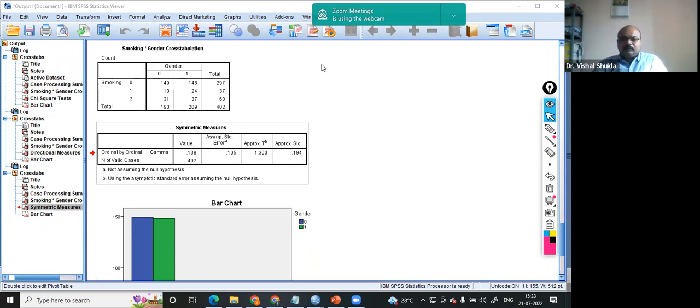Last point. I was saying that lambda and gamma are used for testing the associations between categorical variables. If they are ordinal, then gamma. If they are nominal, then lambda, provided that the assumption of a minimum of 5 counts in each cell is not met. Apart from testing the association, they also give you the reliability. Reliability is the measurement of inter-item correlation.